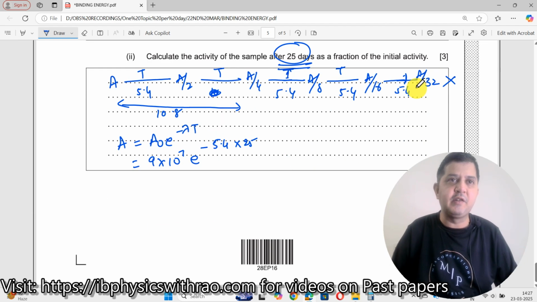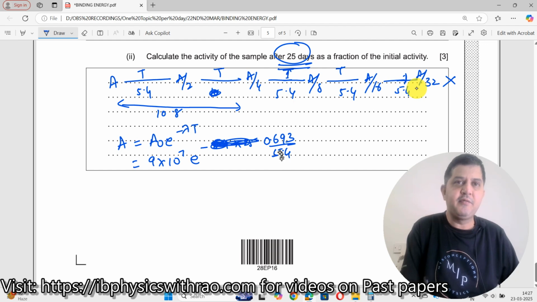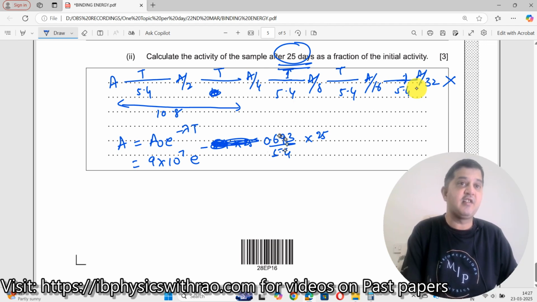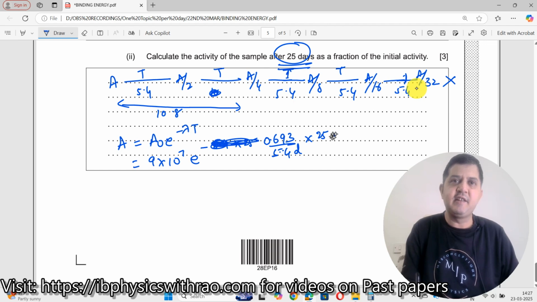This is 5.4, right? It's not 5.4, it will be minus 0.693 divided by 5.4, and this multiplied by 25. The reason is because this is not half-life, this is the decay constant. The decay constant is 0.693, divided by 5.4; it should be in per second, but since this is also in days, I put this also in days. Days and days will cancel. I get this value here.